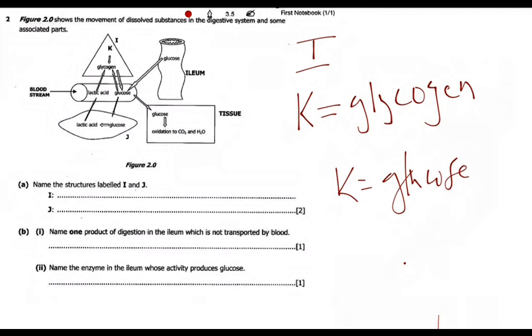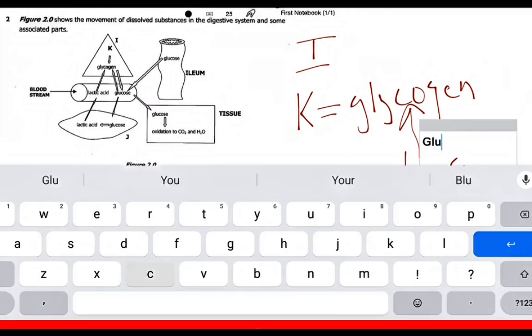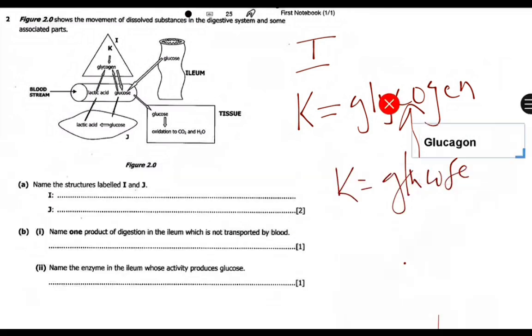Also we should know the enzyme involved. The enzyme that is involved is called glucagon, so that's the name of the enzyme, and this enzyme comes from the pancreas. So this process takes place in the liver. So structure I is simply the liver.